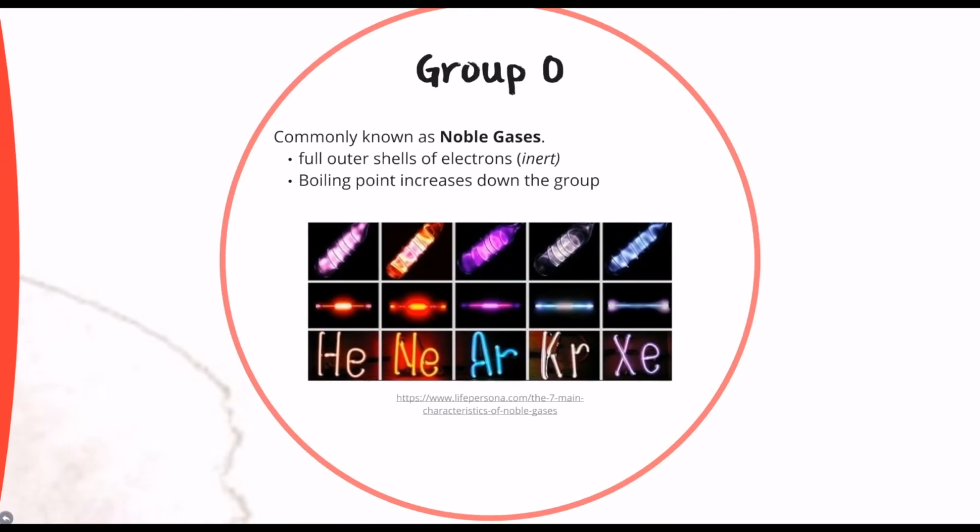Group 0, often known as the noble gases, are elements that have full outer shells. They do not need to react to gain electrons, so are referred to as inert. Boiling point increases down the group as atoms have more electrons, so stronger intermolecular forces form between the molecules.